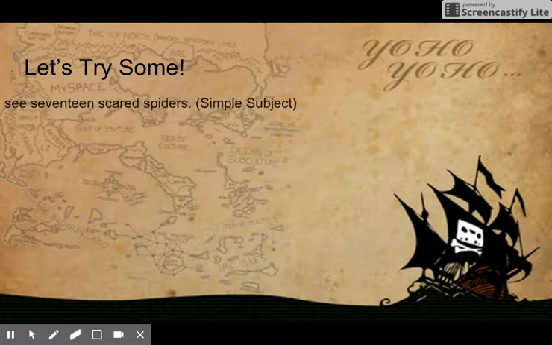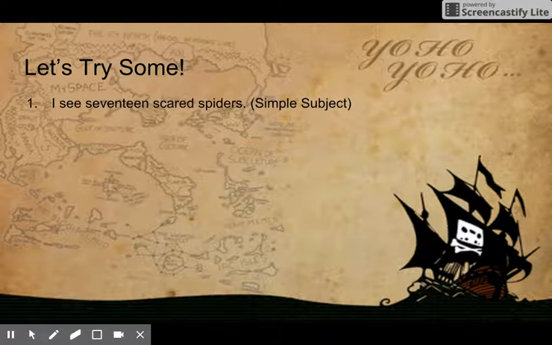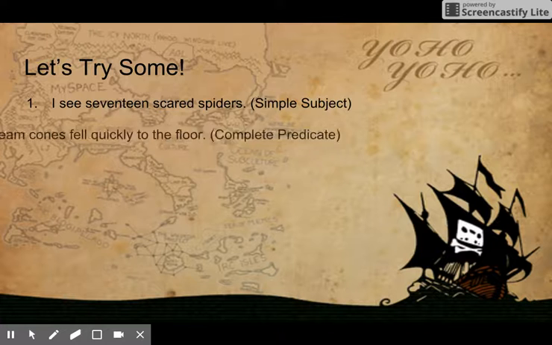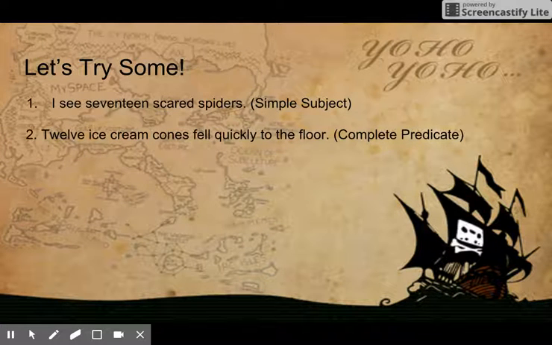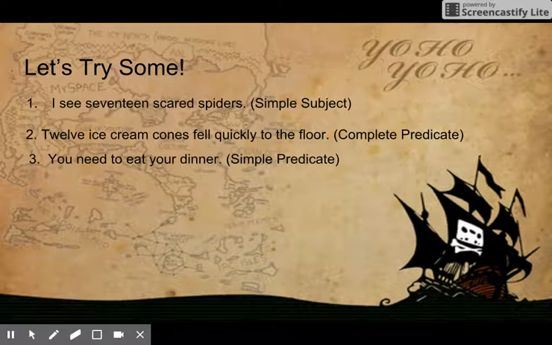All right, let's try some more looking for simple subjects, complete subjects, simple predicates, and complete predicates. So I'll tell you which one to look for. So in number 1, I see 17 scared spiders. Identify the simple subject. In number 2, find the complete predicate. 12 ice cream cones fell quickly to the floor. And number 3, find the simple predicate. You need to eat your dinner.